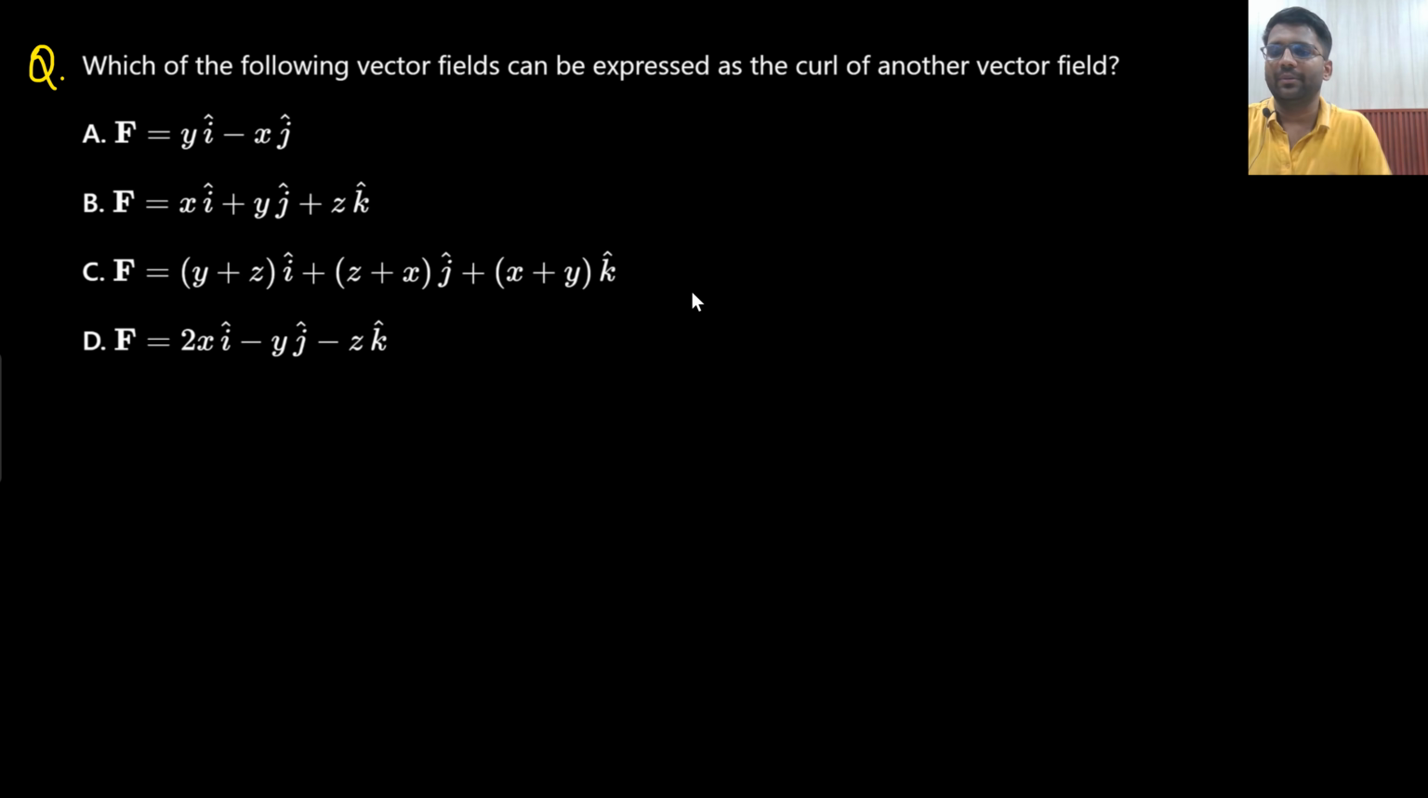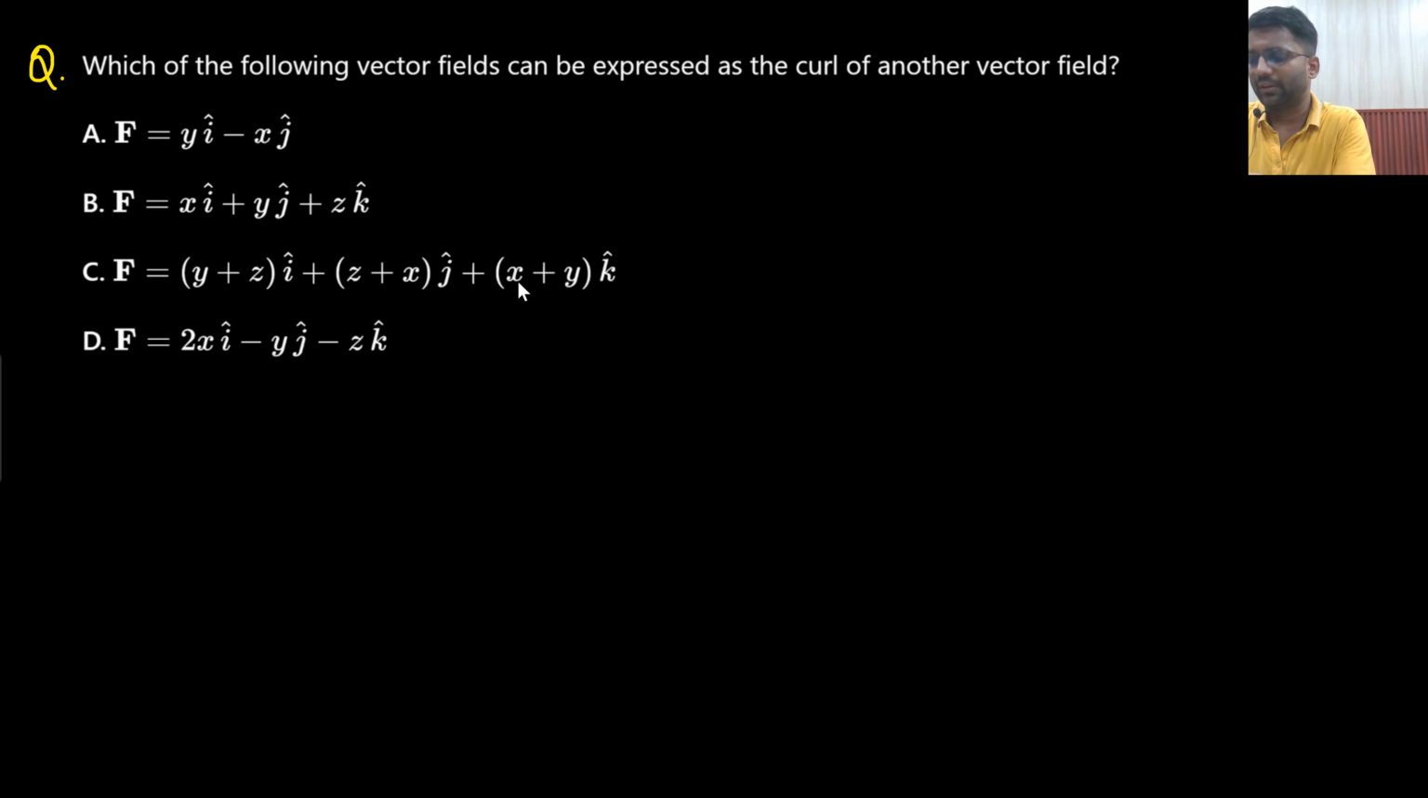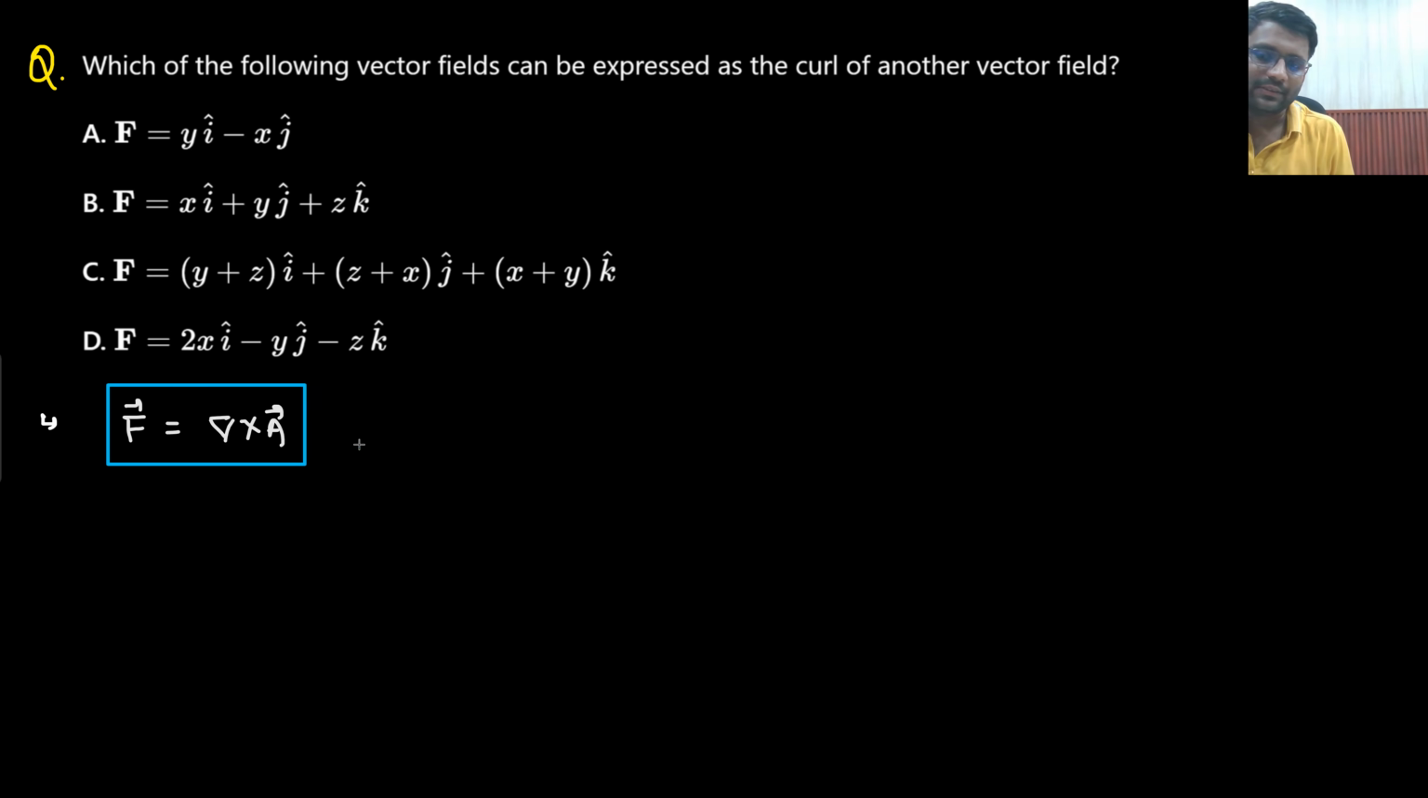Now this kind of question could be coming in the examination hall. What I framed here, this kind of question will not come in the examination hall because it is a straightforward statement. But this kind of question could be coming in your examination hall. Which of the following vector fields can be expressed as the curl of another vector field? What they are asking is, out of these vector fields, for which of them is it possible that F could be replaced as del cross A? This is what they are asking.